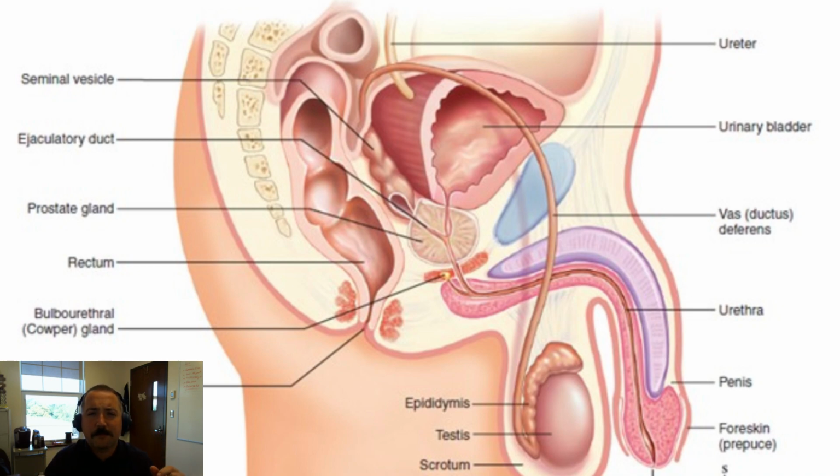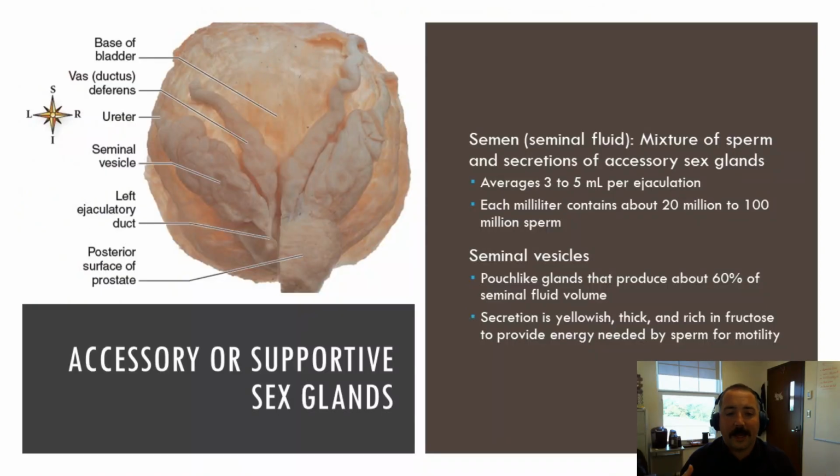Below that is another small gland called the Cowper's gland. Both of these glands have similar functions. They produce fluids that are going to mix with the sperm, and that's going to create semen. The prostate fluid acts as a nutrient or fuel for the sperm, and the Cowper's gland helps lubricate the urethra and neutralize any acids that might accidentally kill the sperm.